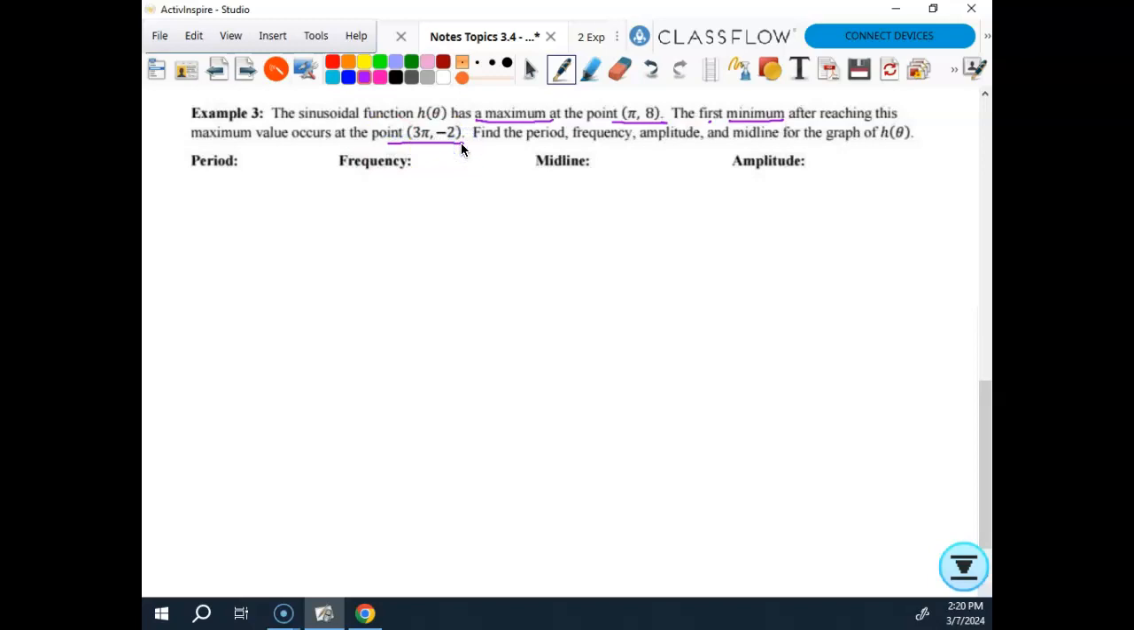And then I want to find all this stuff. So we're going to sketch some stuff. We're not sketching the whole thing. We don't need to. We just need some key pieces of stuff. I want to get these points on there.